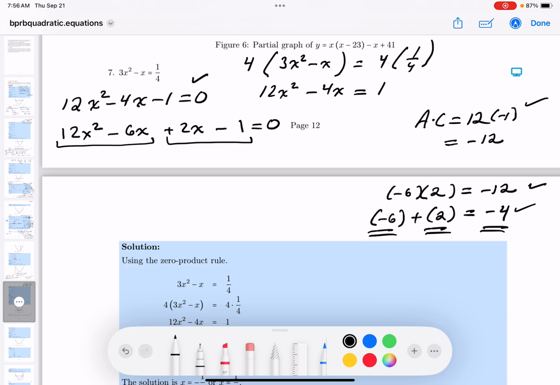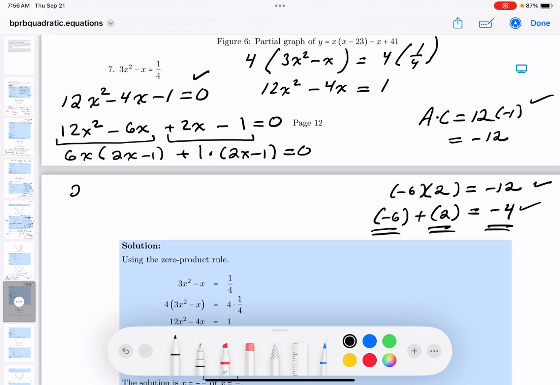Well, the first two factor, a 6x comes out. What are you left with? 2x minus 1. The next guy, what factors out from that? Just the number 1. What do you get there? 2x minus 1 equals 0. What am I going to do now? I'm going to factor out the common factor, which is 2x minus 1, from those two terms, by the way. What's left? 6x plus 1 equals 0.